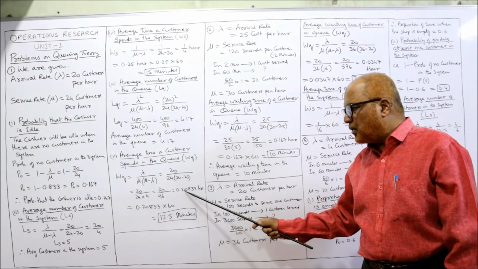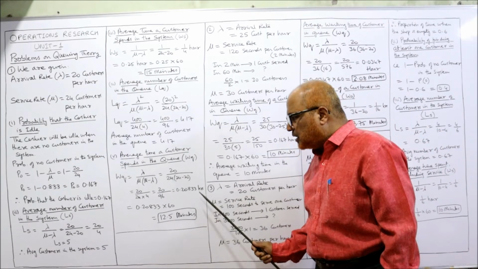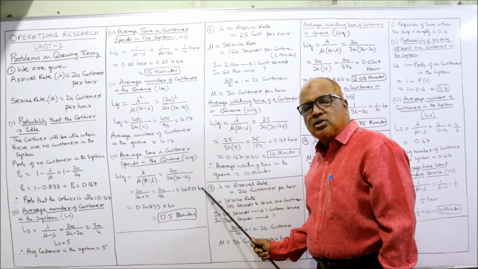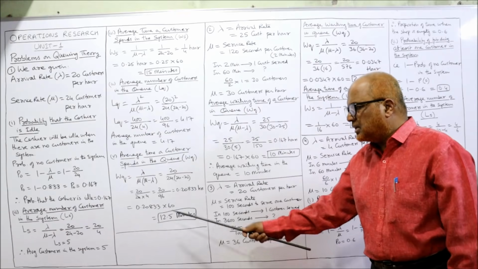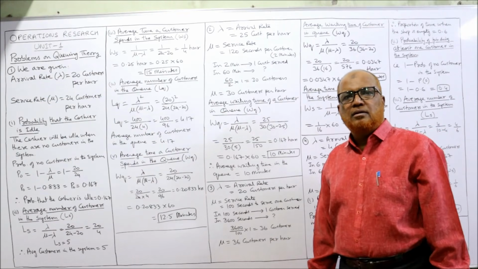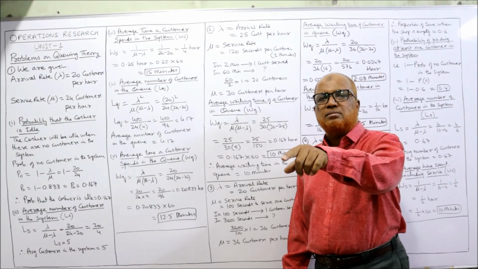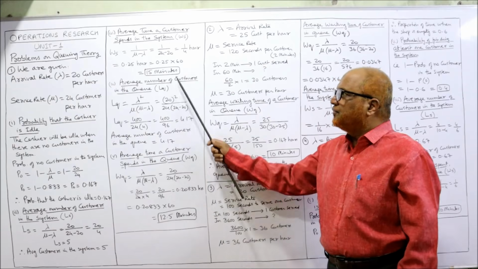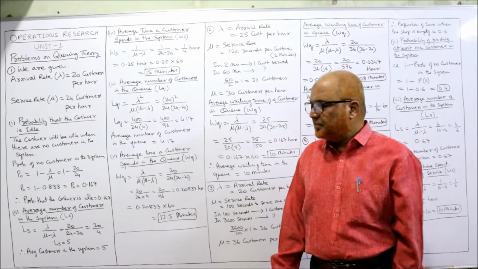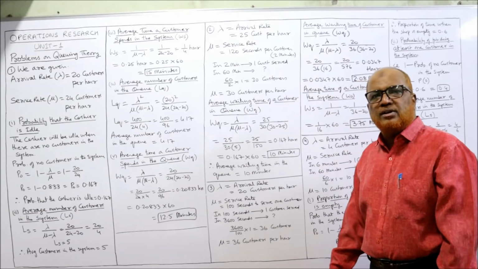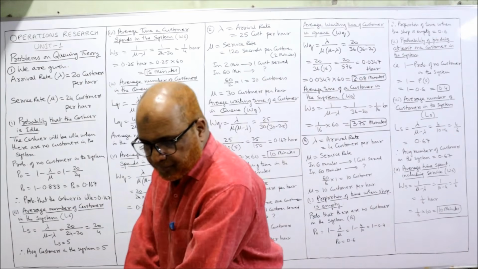It will come to 0.20833 hour. Because time is measured in terms of hours, right? So if you want to convert the hour into minutes, multiply by 60, you will get 12.5 minutes. So on an average, 12.5 minutes is the average time a customer spends in the queue, and 15 minutes is the average time the customer spends in the whole system. That's it. First problem I have explained. Now I'm going to start the second problem.